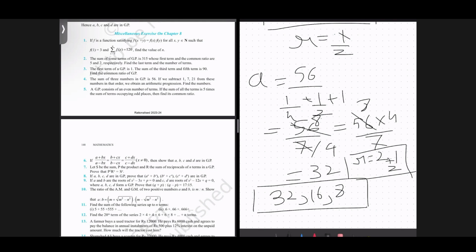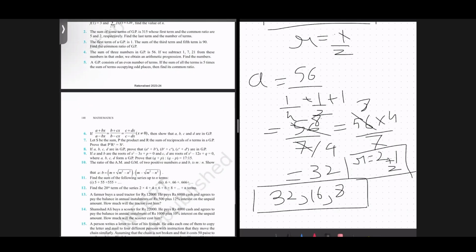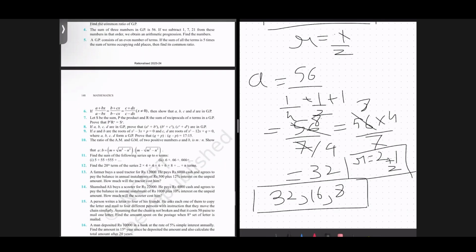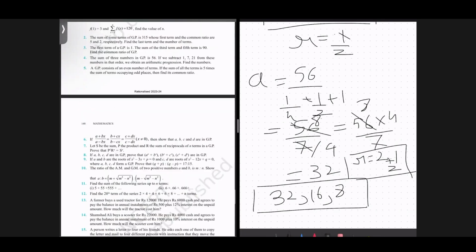That is your final answer. So we have seen 4 questions from this exercise, and the remaining 14 odd questions, we are going to take these questions up in the next session that we have.